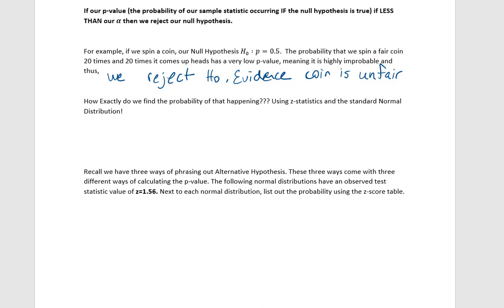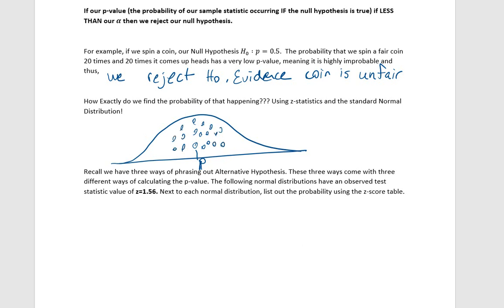Now, how exactly do we find the probability of that happening? Well, what we're going to be doing is using z-test statistics and the normal distribution. The way the normal distribution works here is we assume that H0 is true, which means that most of our samples would return p-values or values close to the population. And then some samples might be less than that. Now, here's the deal: where do we look?